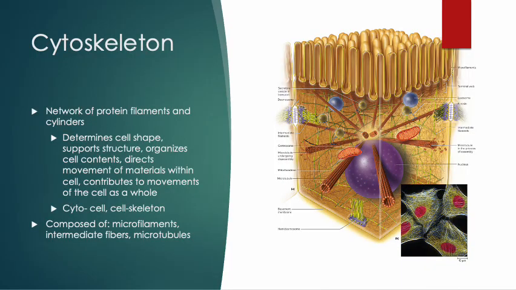So the cytoskeleton of a cell is a network of protein filaments and cylinders. It gives the cell its shape. It works as a support structure. It can organize the contents. It can control movement and tell it where to go. It's basically the skeleton of the cell. So what your skeleton does for your body, this is going to do for the cell. It is made of microfilaments and microtubules. Okay, and cyto means cell. Skeleton means skeleton. So it literally breaks down to cell skeleton.